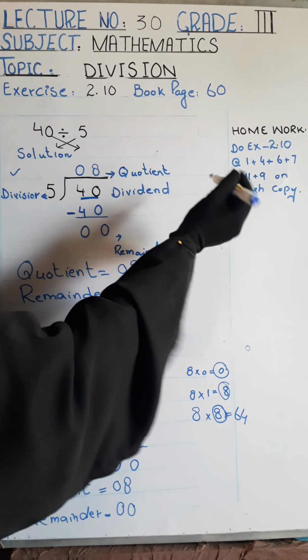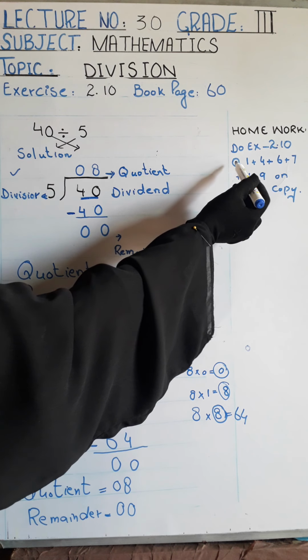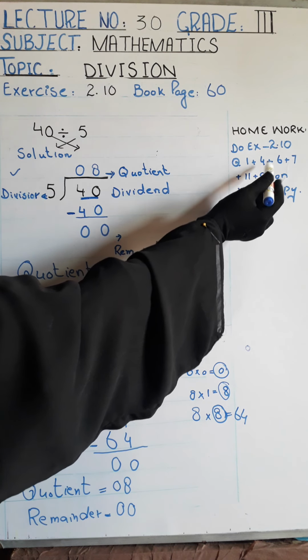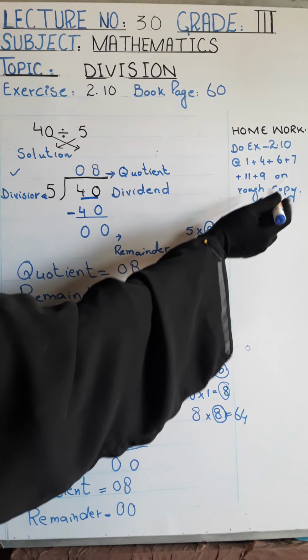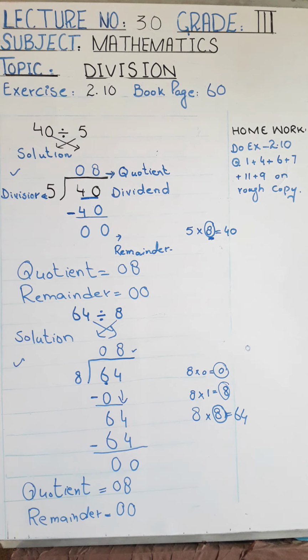Okay, students, look at your homework. Your homework is to do exercise 2.10, questions 1, 4, 6, 7, 11 and 9 on a rough copy. Students, the questions are in one step. You solve by the direct method, like one step division. You follow this one method in your notebook. This one is also correct, but this one is clear. If you want to solve the question by this method, it's also correct. You can follow this method.